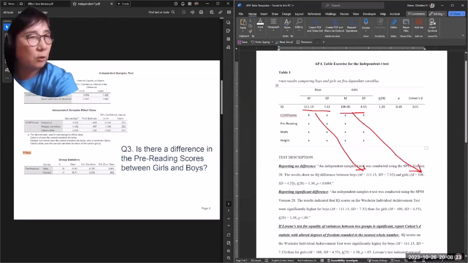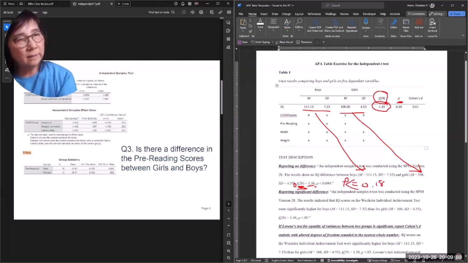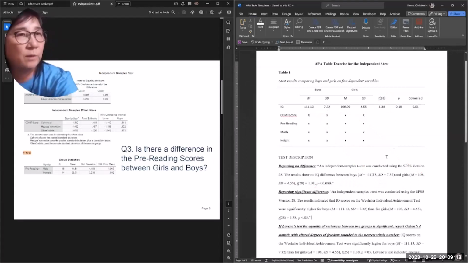Right after that, you will do a comma. You will bring in the t score, italicized t, degrees of freedom 28 in parentheses, equals 1.38, and comma. For the p-value, some people will say p equals 0.08. You can say it's less than 0.05. Okay, this one is supposed to be the p-value.